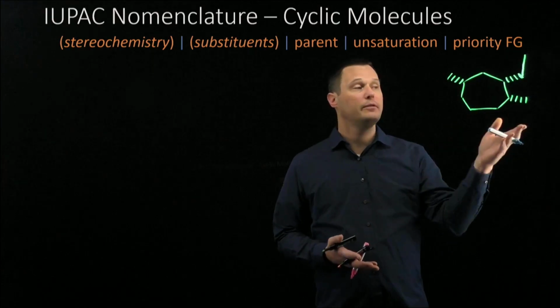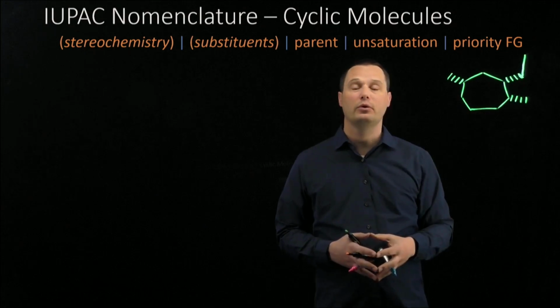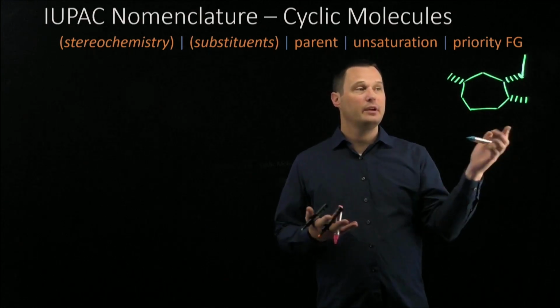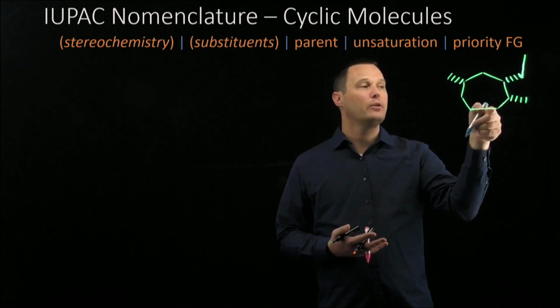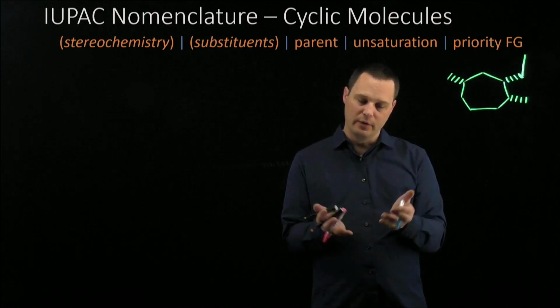We have no high priority functional group here, so we'll number to give the lowest overall set of numbers. There are several ways we can number this. Each of these could be number 1, and we can number each way either clockwise or counterclockwise, but only one gives the lowest overall set.